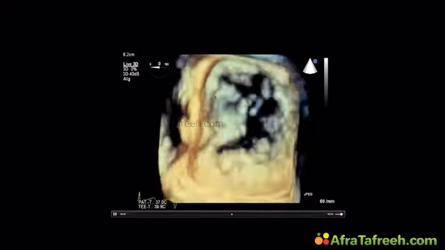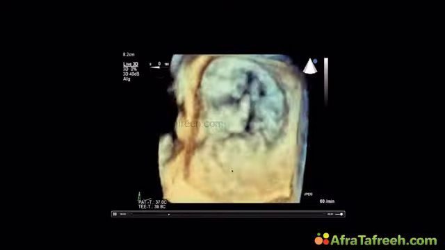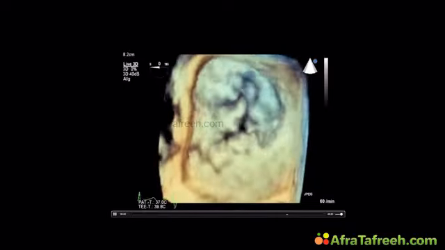Here we have the anterior leaflet again. This is the posterior leaflet. This here is, again, the aortic valve.